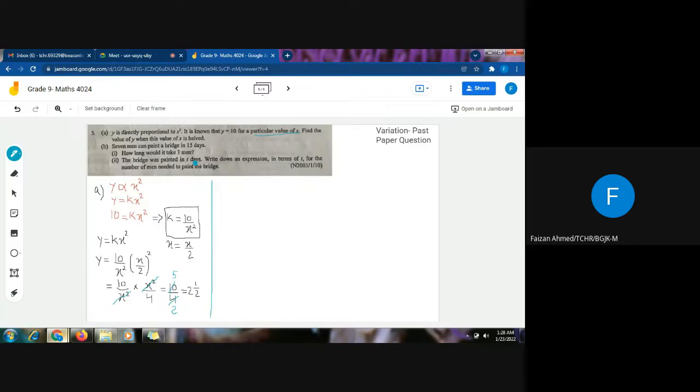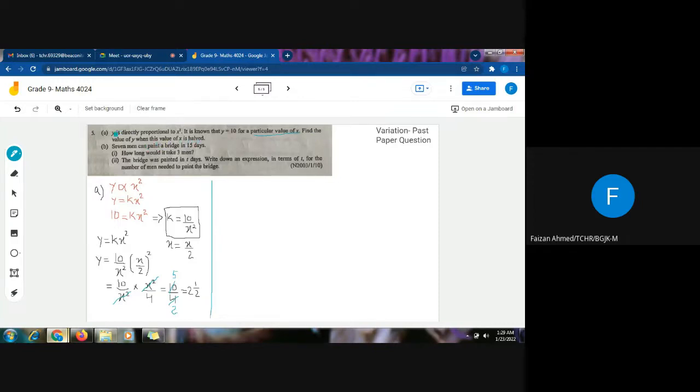The last question, I'm talking about the last question, in which we have the air resistance, which was directly proportional to the speed. So this is the same type of question, and so we are moving now with the question. The question is saying that we have to find the value of y when this value of x is half.